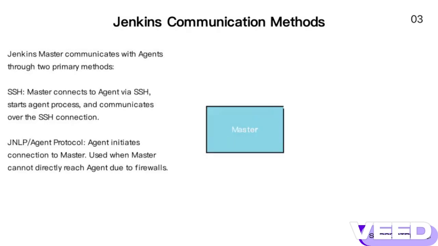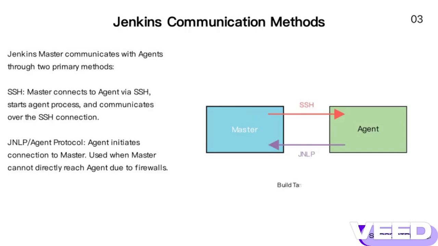Jenkins Master and Agents communicate through two main protocols. The SSH method involves the master connecting to the agent via SSH, starting a small agent process and maintaining communication over the SSH connection. The JNLP or Agent Protocol method allows the agent to initiate the connection to the master, which is particularly useful when firewalls prevent the master from directly reaching the agent. The master sends build tasks to agents and receives results, including console output and artifacts.